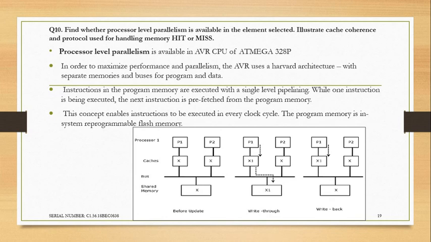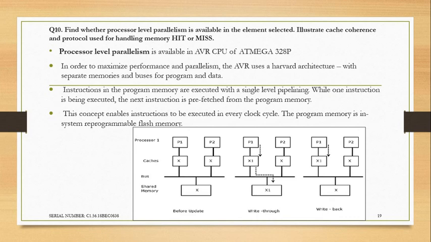Find whether processor level parallelism is available in the element selected, and illustrate the cache coherence and protocol used for handling hit rate and miss rate. Processor level parallelism is available in the AVR CPU of the ATmega328P, which I have chosen. In order to maximize performance and parallelism, the AVR uses Harvard architecture, which has separate memories and buses for program and data, as we have discussed in the above pages. It uses Harvard architecture.